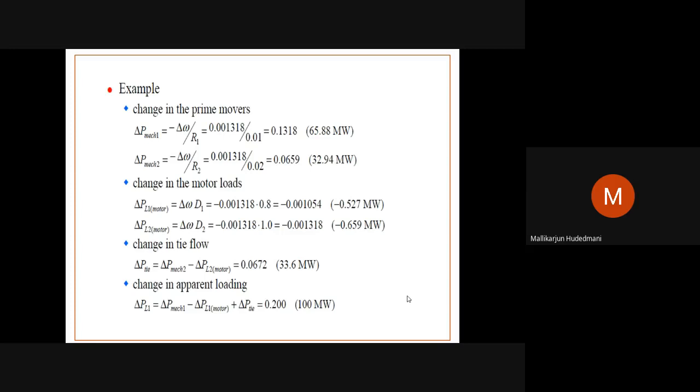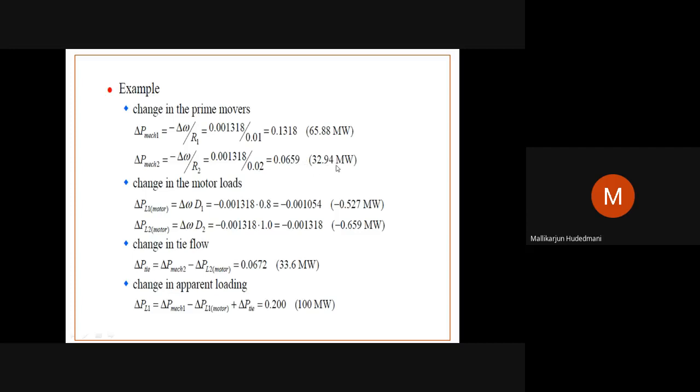What is the change in power worked out at area 1 and at area 2? Because it's only primary loop based control, both the areas will respond. So if we consider minus delta omega by R1, which stands as 0.1318 into 500, it becomes 65.88 megawatt, the change in delivery from mechanical aspects of area 1. Then the change in mechanical aspects of area 2 for the change in load is minus delta omega by R2, which works out as 0.0659 pu, or into 500, it becomes 32.94 megawatt.